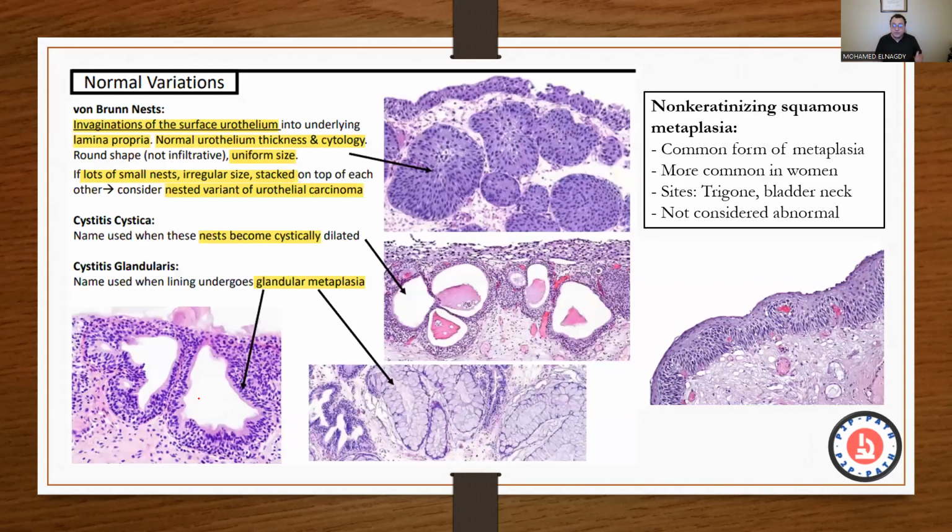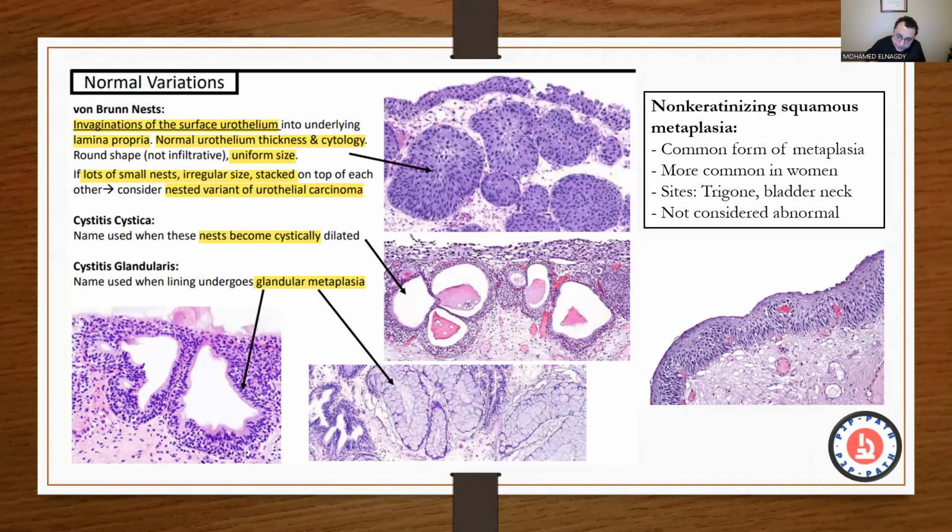So let's talk about some non-pathological variants. What I mean by non-pathological is that there is no pathology here. This is just physiological change. You cannot even call it an inflammatory lesion, for example, or anything. This is just some changes which exist physiologically.